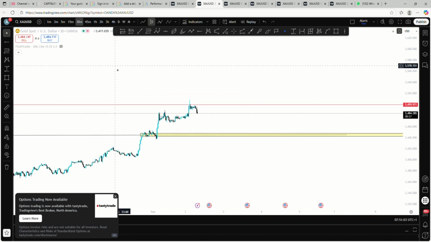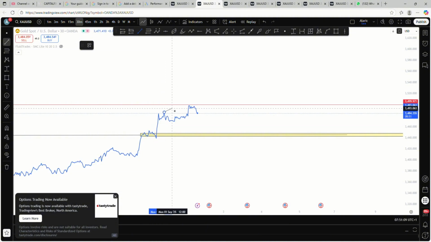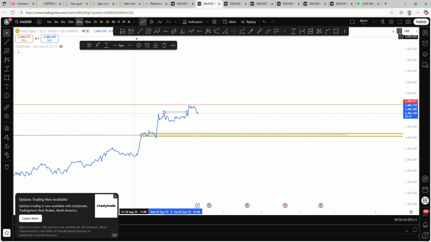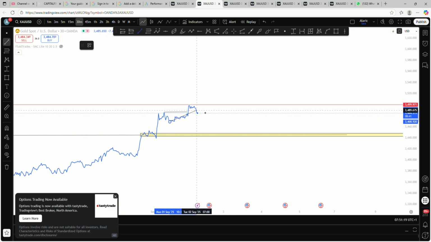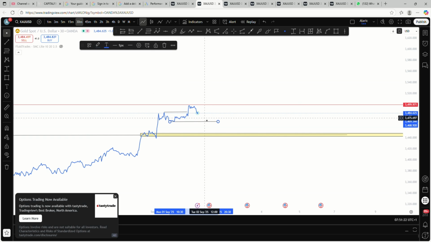So now I'll go to the 15 minutes time frame, on the 30 minutes time frame, sorry. On the 30 minutes time frame, I'll put on the trend. We had a break of structure at this zone. So what am I expecting? I'm expecting the market to clear this zone, come down to this area, and continue its movement.